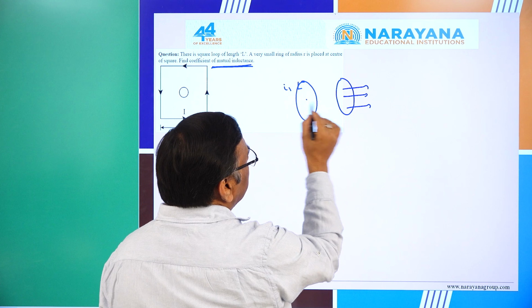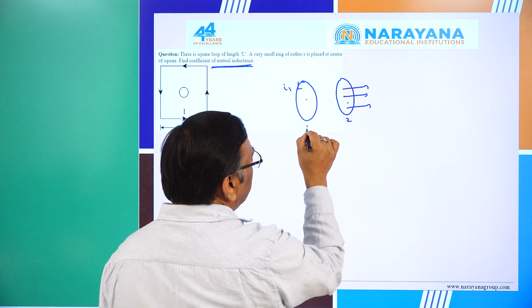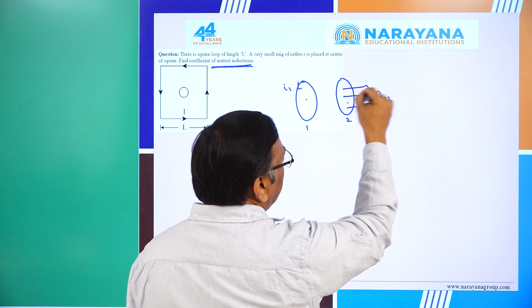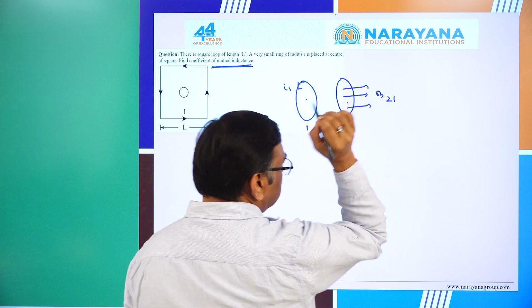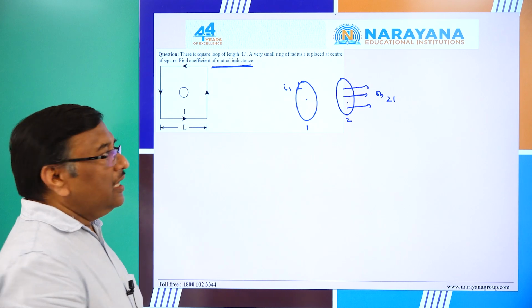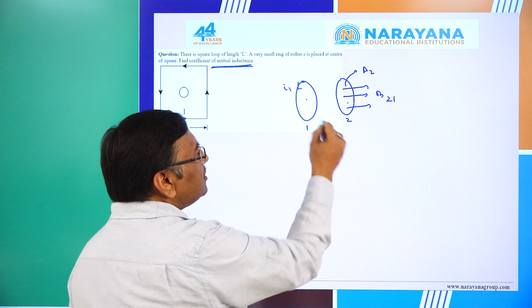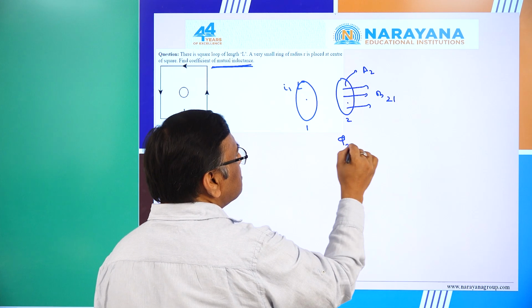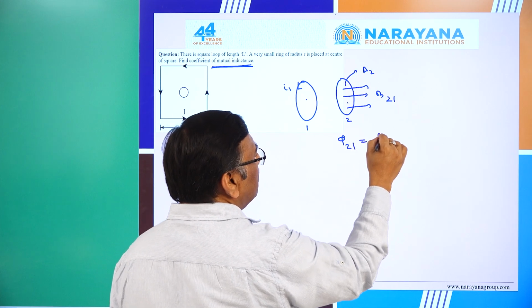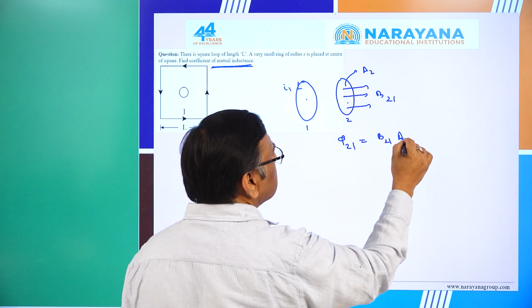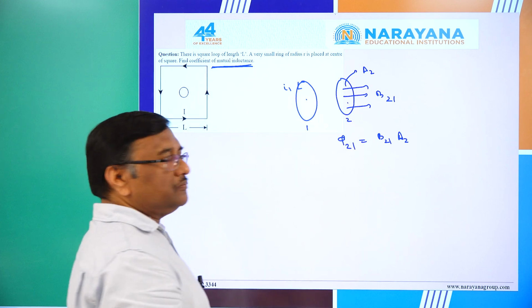So I can say the magnetic field on ring 2 due to 1, I can write the magnetic field over here at point 2, or ring 2, due to field 1. If my area of this is going to be something like A2, how much is the flux associated with the second? It is phi 2 due to 1, which is going to be the magnetic field at 2 due to 1 into the area of this loop here, that is A2.